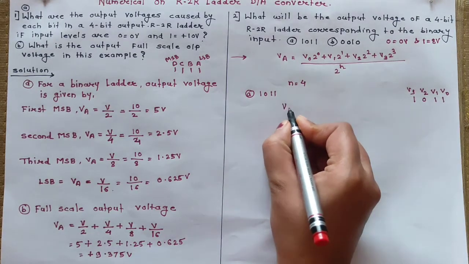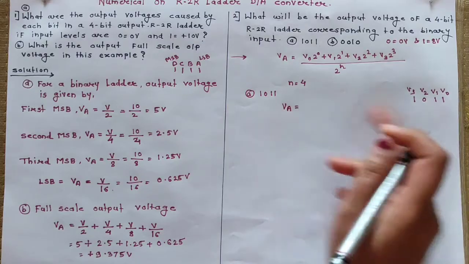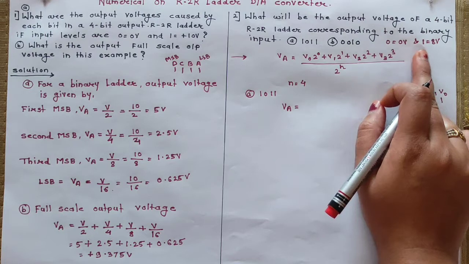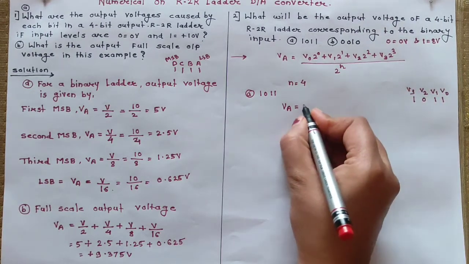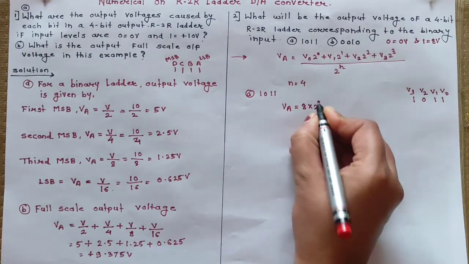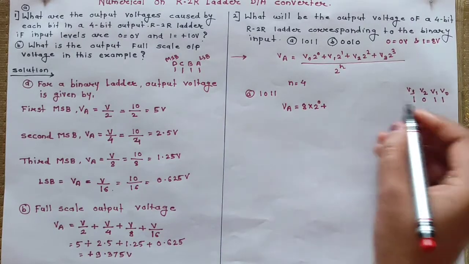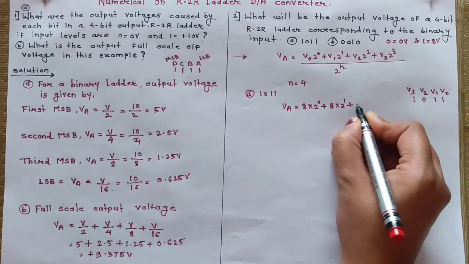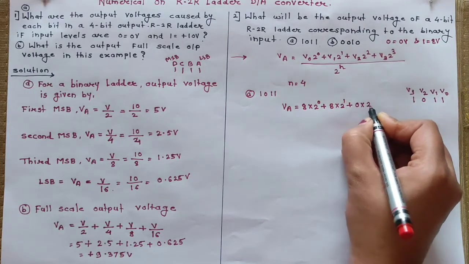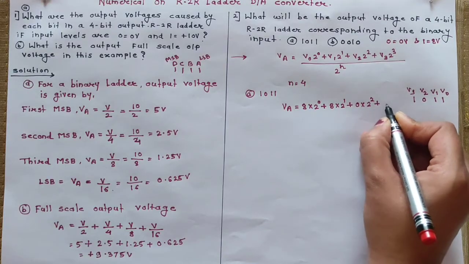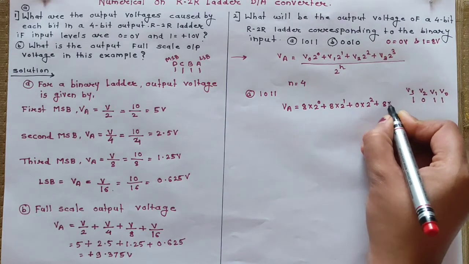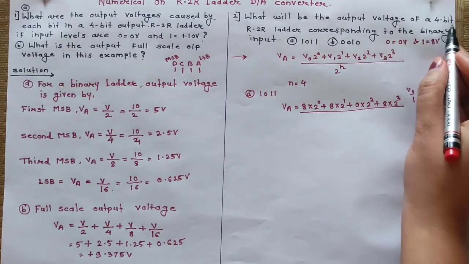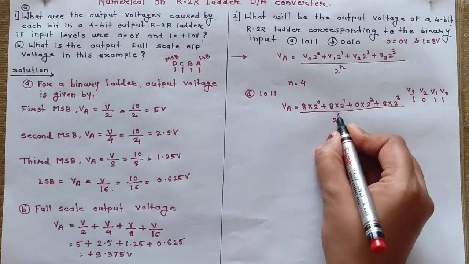So analog output voltage is equal to, the value of V0 is logic 1 and you are given logic 1 as 8 volt. So 8 into 2 raised to the power 0 plus V1 is also logic 1, logic 1 is 8 volt, so 8 into 2 raised to the power 1. V2 is 0, so logic 0 is 0, so 0 into 2 raised to the power 2 plus V3 is logic 1, logic 1 is 8 volt, so 8 into 2 raised to the power 3 upon... how many bits is the question? It is a 4 bit question, so 2 raised to the power 4.